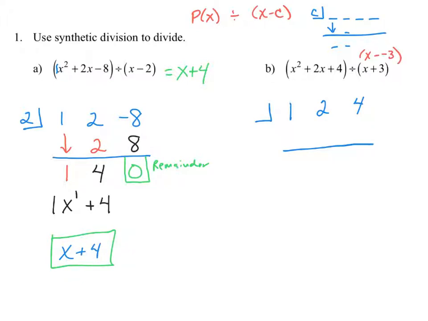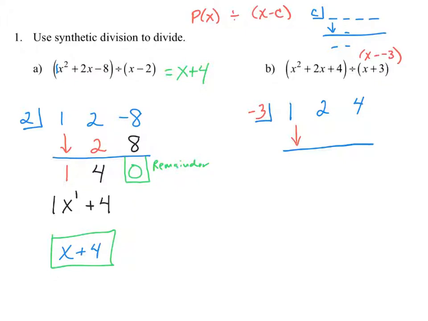In fact, the number that goes in the box is the number that would make that factor equal to 0. If x is equal to negative 3, then x plus 3 is 0. So if you're dividing by x minus 2, as in the first example, we put a positive 2 in the box. In the second example, we're dividing by x plus 3, so we put a negative 3 in the box. Let's work on the first.